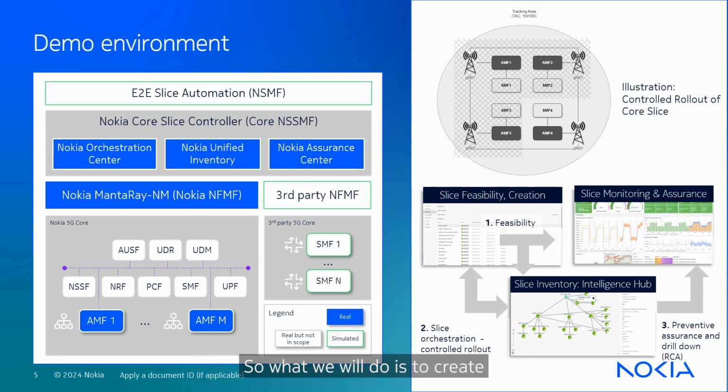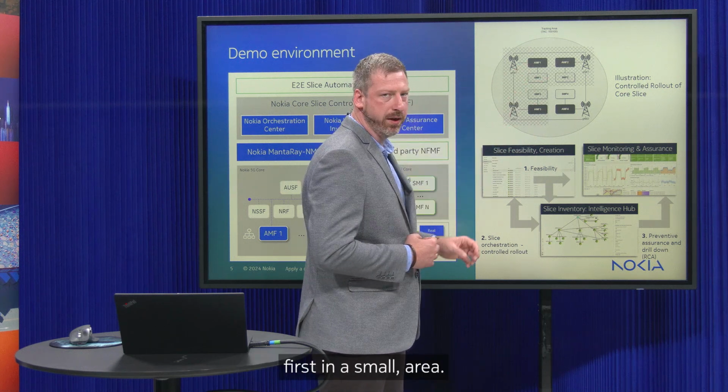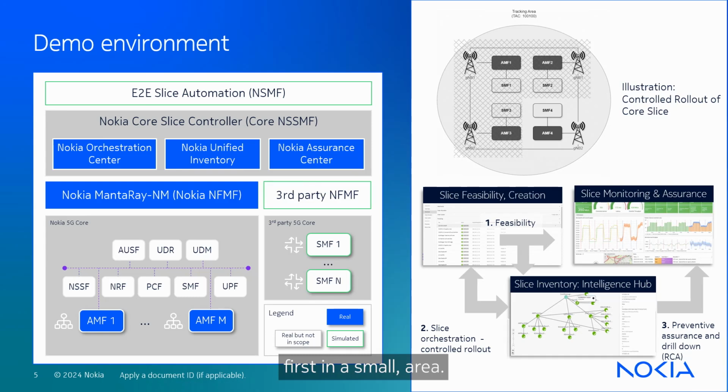So what we will do is create a tracking area-based core slice, first in a small area, then we go bigger and expand the slice. I am going through our feasibility, slice orchestration, and then the preventive assurance steps.